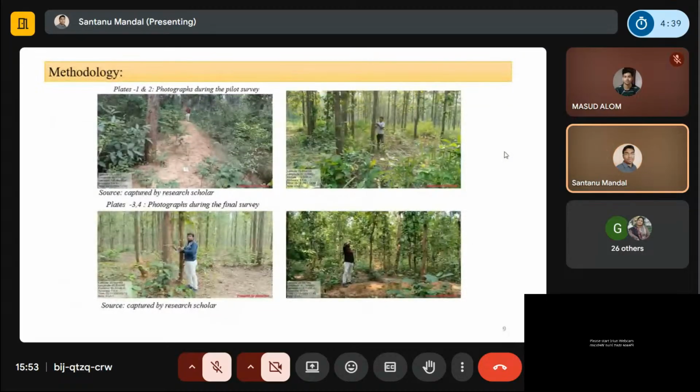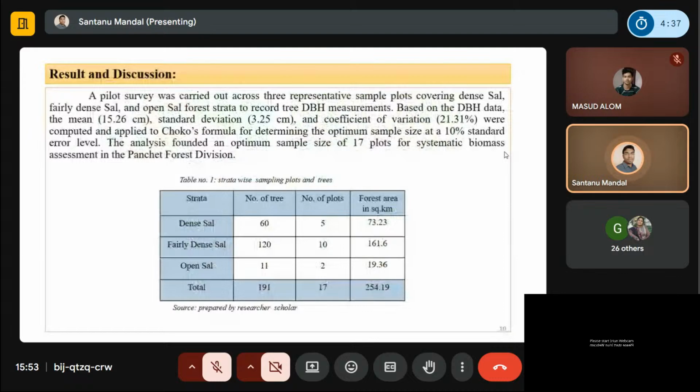Result and discussion. This slide illustrates the distribution of biomass.